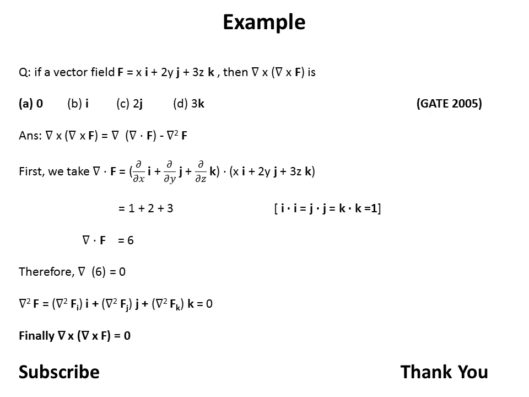So then we take gradient of divergence. So we get gradient of 6 is equal to 0. 6 is a constant number. So derivative is 0. So last term is Laplace of f. So del square f is equal to del square fx i caret plus del square fy j caret plus del square fz k caret. Obviously 0. First derivative is 1, 2, 3. So second derivative is always 0. So finally we get del cross del cross f is equal to 0. So our A option is correct.